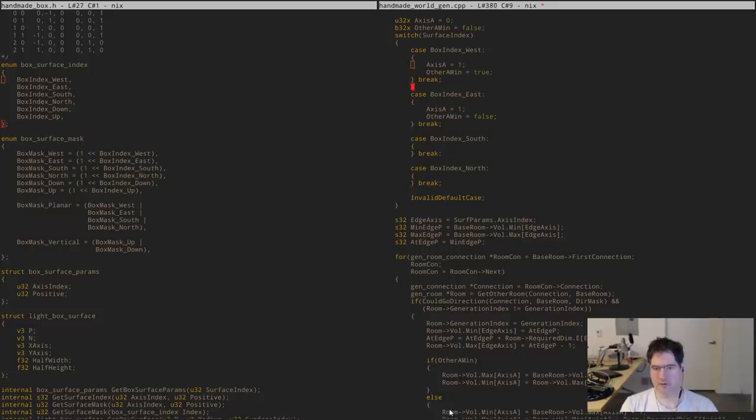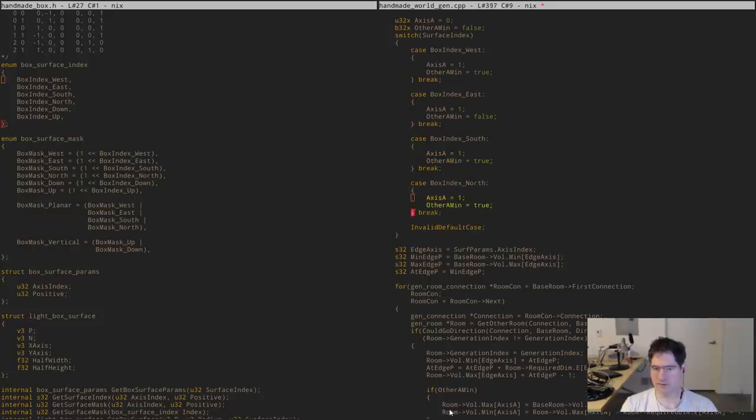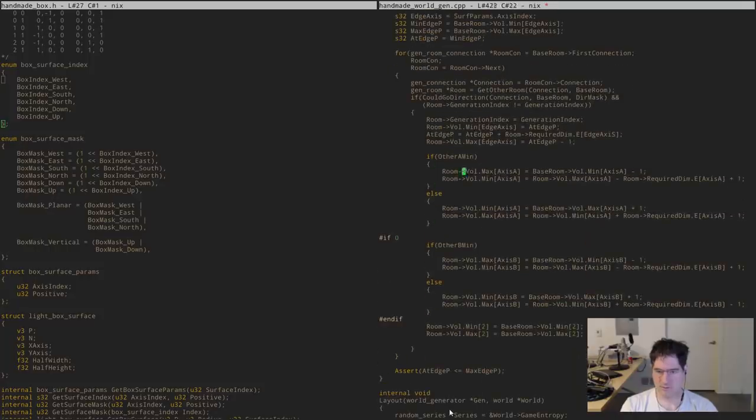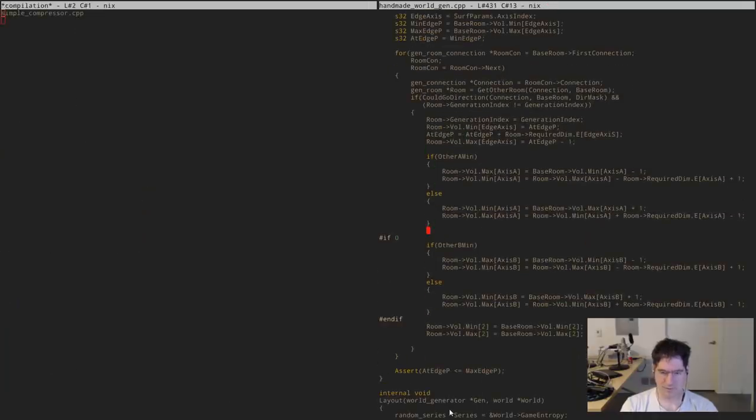So right now we're just going to do those, and we'll do it slightly differently when we start supporting the up and downs as well. So south it lines up with the min, yes, and north it lines up with the max, so that's fine. And I think that sets up the volume properly.